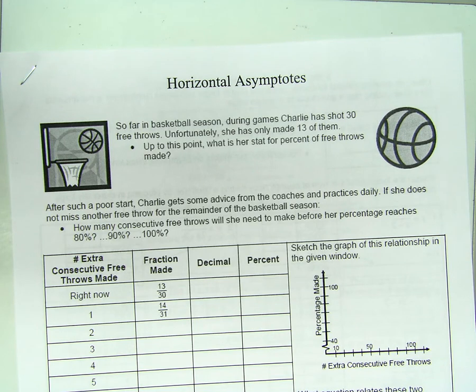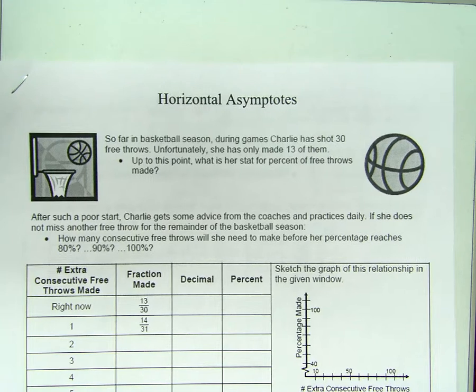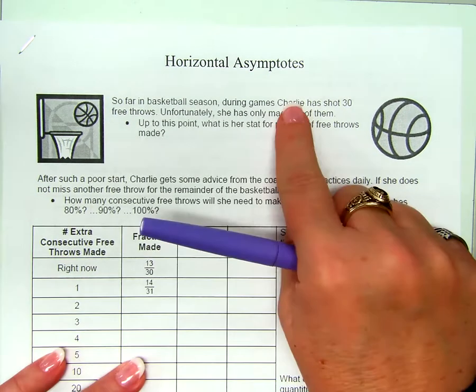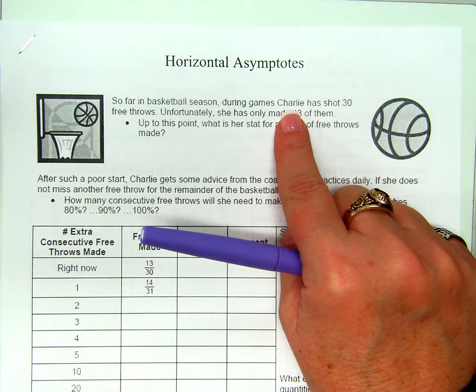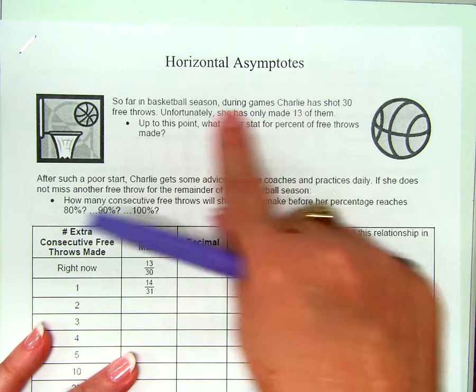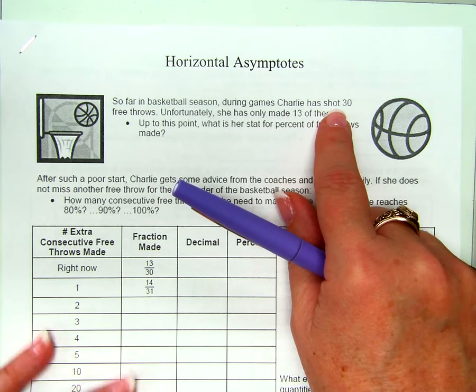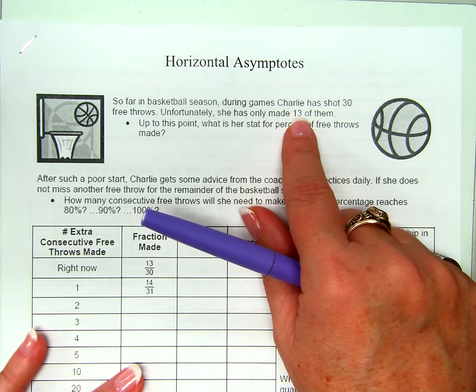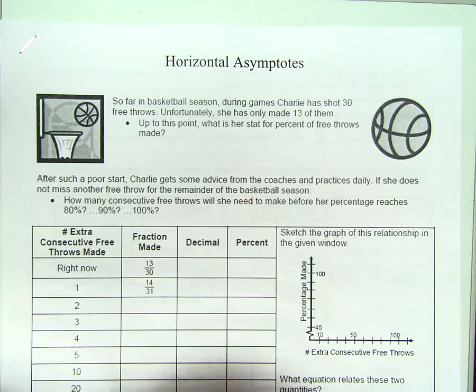So, when you play basketball, you have a basketball. It's a ball that you throw in a basket. That's why they call it basketball. Okay? But Charlie, she's a basketball player. But so far this season, she's attempted 30 shots, and she's only made 13. So for the record, that's not great, is it? It's not great, but she's trying, right?